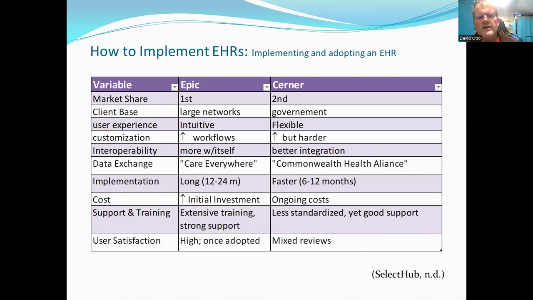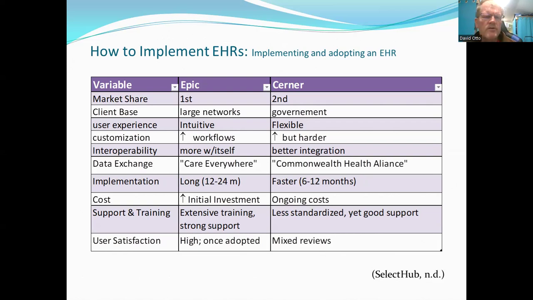So I created this Excel spreadsheet from scratch with the headers being the variables and then comparing two software side by side. The first variable is market share, where Epic has the largest market share and Cerner has the second largest market share. Client base is large networks versus government. Now I'm just going to do a comparison side by side since you're looking at the slide, not reading every single word to you, but I'm comparing Epic and then Cerner.